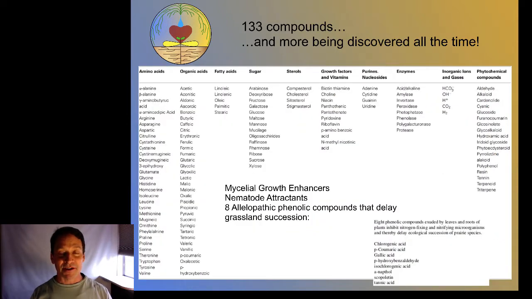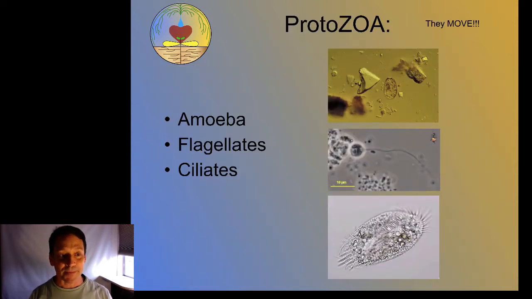So people have been studying now plant root exudates and realizing that, my gosh, here's a list of 133 compounds, and there's more being discovered all the time. Some of these compounds are made to bring in certain bacteria, to attract certain nematodes, to discourage other bacteria, on and on. There's all these different things that these things do.